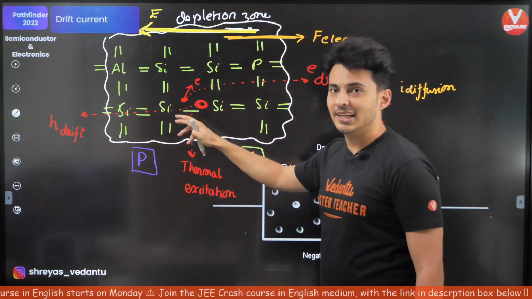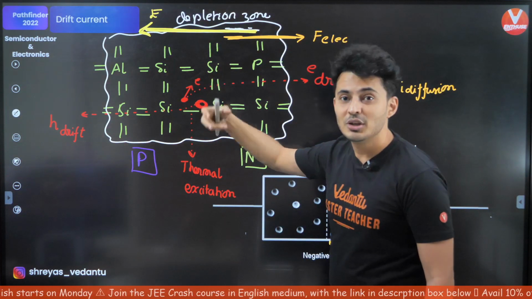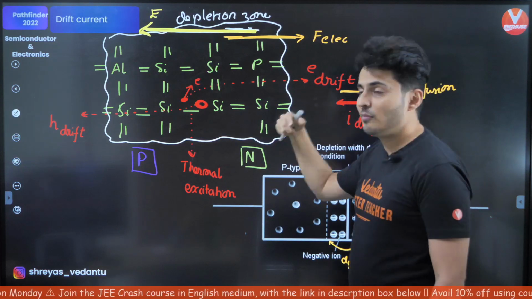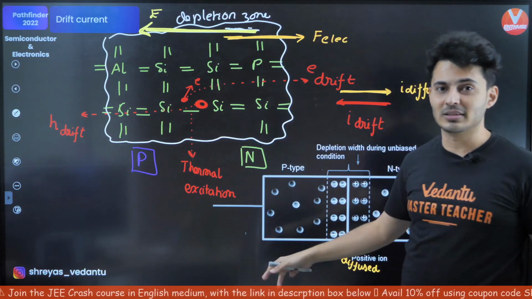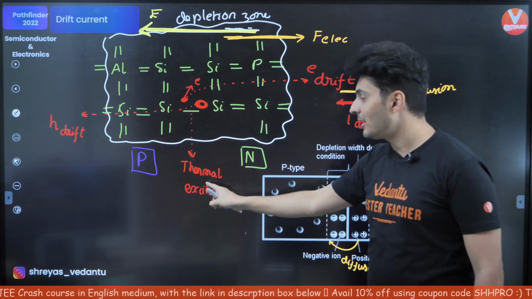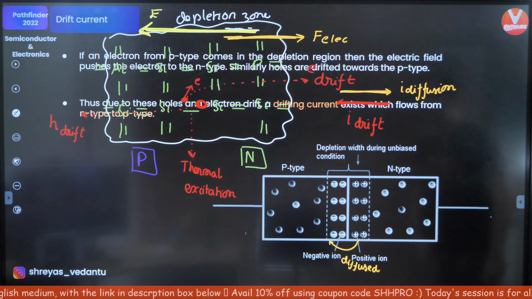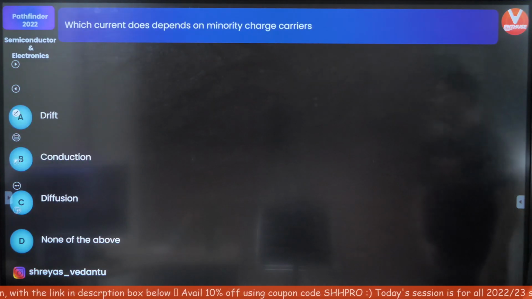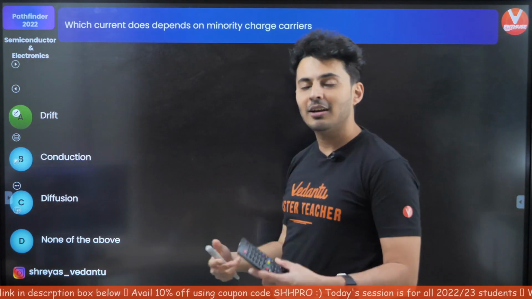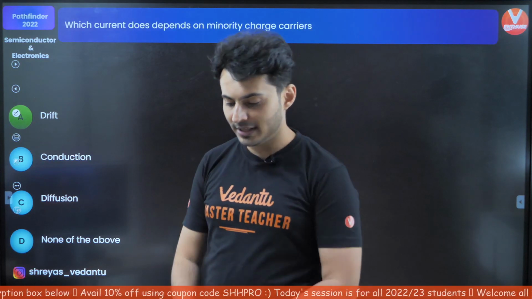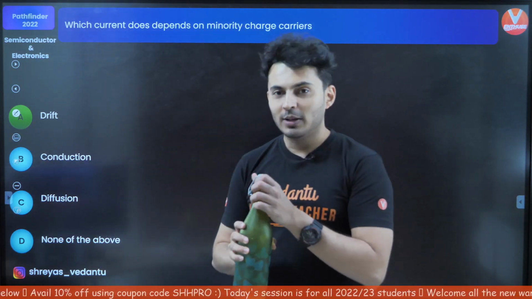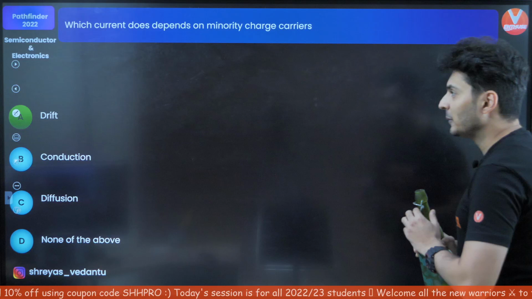Thermal energies, excitation breaks the bonds, creates new charges. Be it N-type, be it P-type, there are electrons and holes. Doesn't matter, due to the thermal excitation. And that is your minority charge carrier. So that was your drift current, and hence the answer should be option A, drift. Got it? Wow, what a fabulous lecture. I hope you are loving it now.